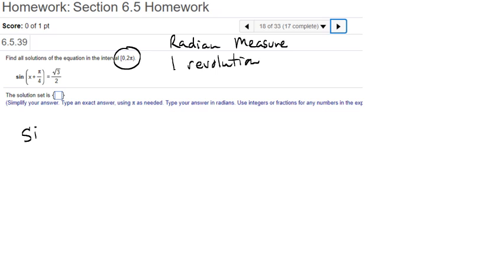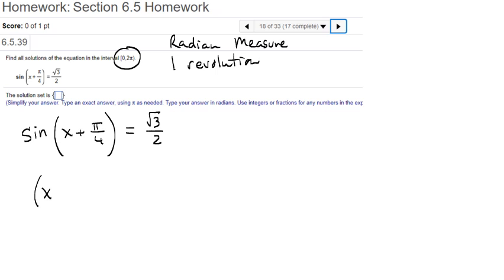Well, let's write down the problem. All right, notice it's not just sine of x, it's sine of something inside there. So what we do is we're going to take the sine inverse. On the left-hand side, you're still left with x plus pi over 4. So we're going to take the sine inverse of root 3 over 2.